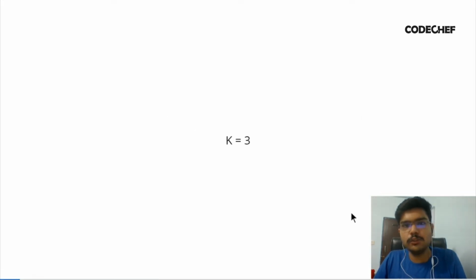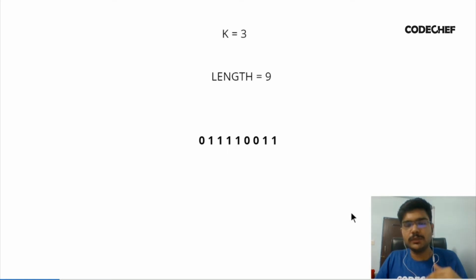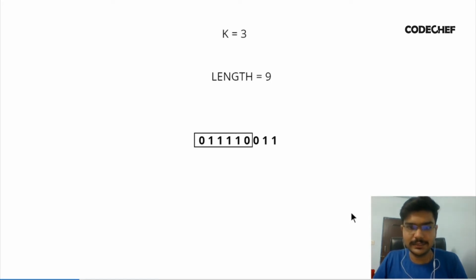So let us try to build the intuition with the help of some examples. Suppose we have k equals 3 and we have this string. The length of the string is 9. So let's start step by step according to the question, what we need to apply on this particular problem. If k equals 3, then first we'll select the prefix of length 2k, that is 6, right? So we have selected a prefix of length 2k.